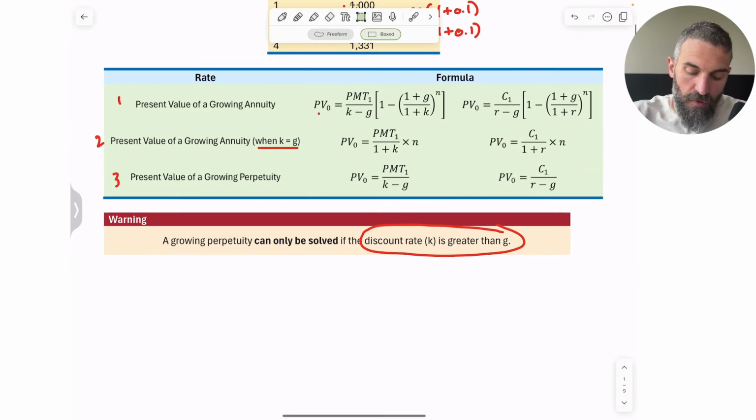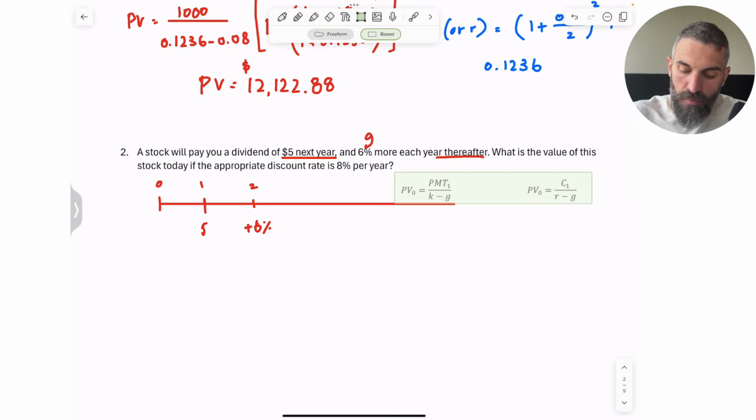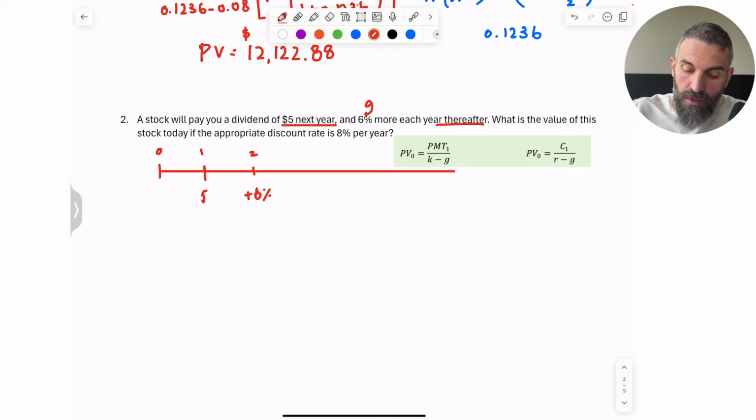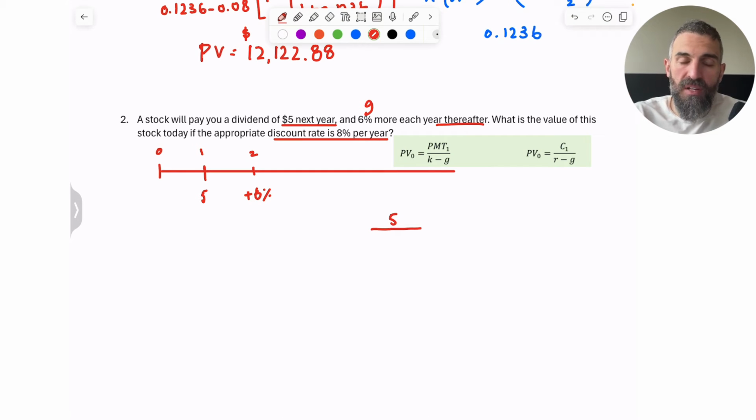And so we're going to grab our formula for that. And you'll just punch it in, right? So you've got your first payment, which is $5, divided by the appropriate discount rate, which is 8% per year. You see here, I didn't give you an APR. I actually gave you the effective rate. I said 8% per year. I didn't say 8% per year compounded semi-annually or compounded monthly. So that's my rate. And then my growth rate is 6. So 5 divided by that is $25. That is the value of the stock. That is the present value of these dividends, yeah.